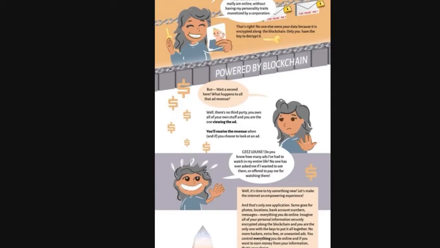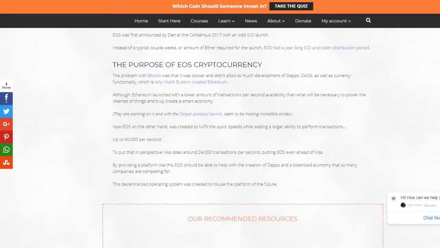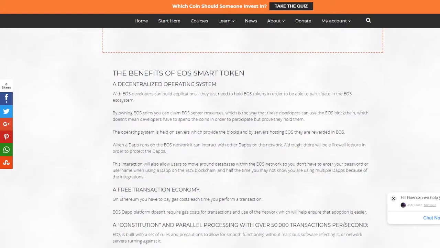And so this means there is no third party, you own all of your stuff, and you are the only one viewing the ad. And you'll receive the revenue when and if you choose to look at the ad. And that's pretty much it. So that's one of the services that EOS provides. So it's really cool and it's great. It's what the decentralized platform is all about, taking power away from the middleman and distributing all of the good stuff. So that's cool.